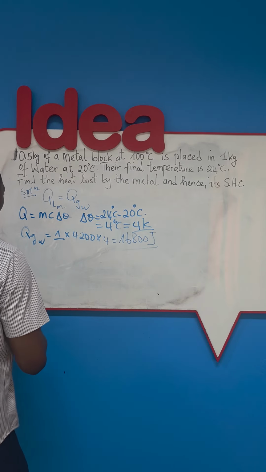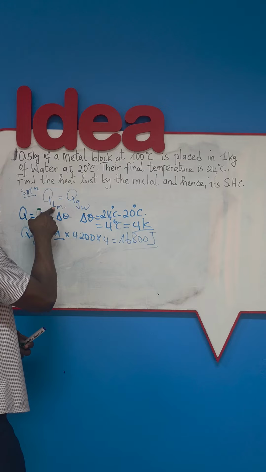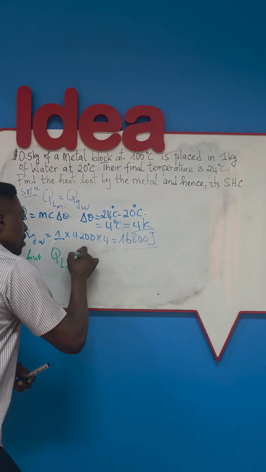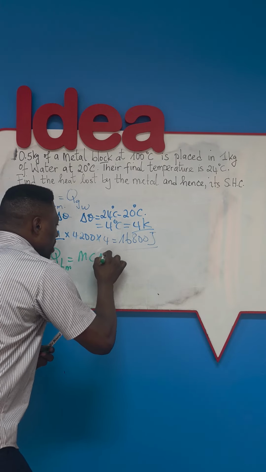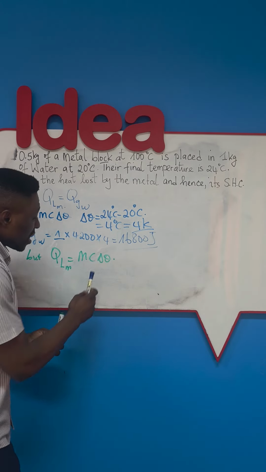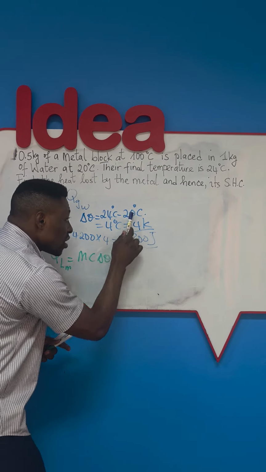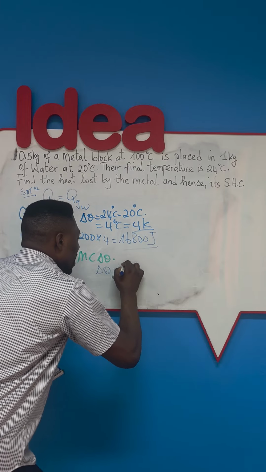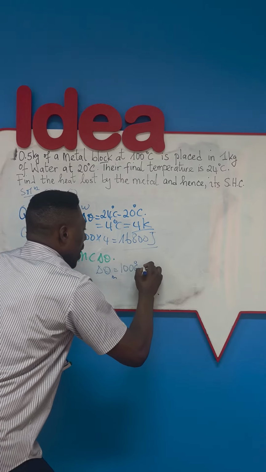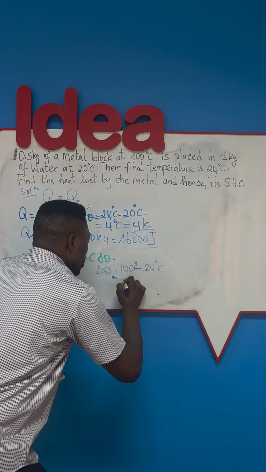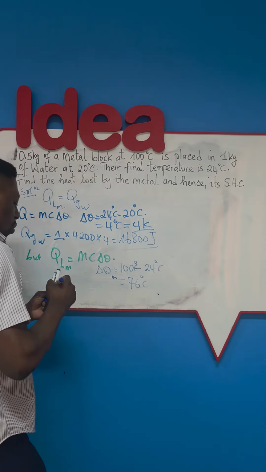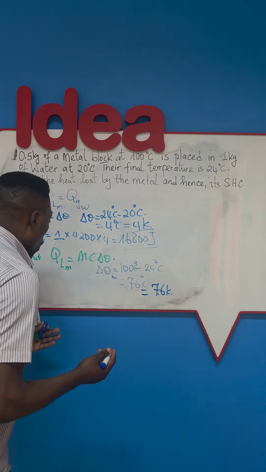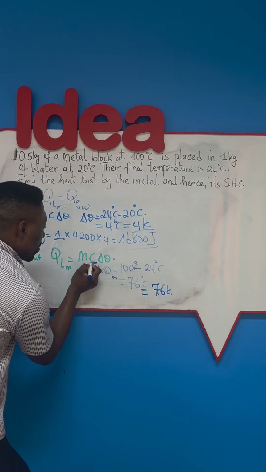But we have to remind ourselves of the formula to obtain this. We will say, Q lost by the metal is also given by mc change in temperature. But in this case, this change in temperature here is not the same change in temperature as the water. So the change in temperature for the metal is going to be equal to its initial temperature, 100 degrees Celsius, minus its final temperature, which is this. And this will give us 76 degrees Celsius, which, like I said earlier, will be the same in Kelvin. At this point, let us make C the subject of the formula here.